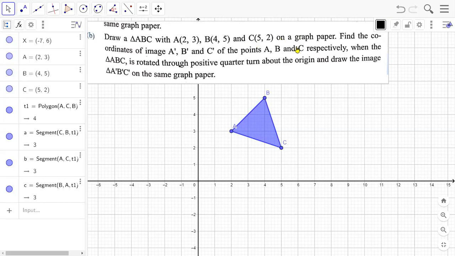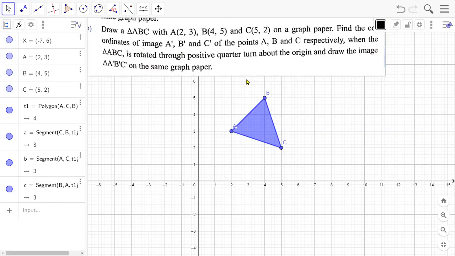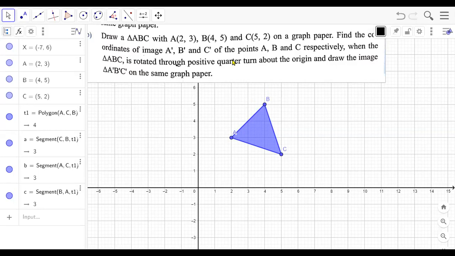Okay, let's go to the next task and find the coordinates of the image A prime, B prime and C prime. Let's find out the location of A dash, B dash and C dash. And here the rotation is through the positive 90 degree. In positive 90 degree we have a rule. Who can tell the rule? Can you tell me the rule? What is the rule of positive 90 degree?